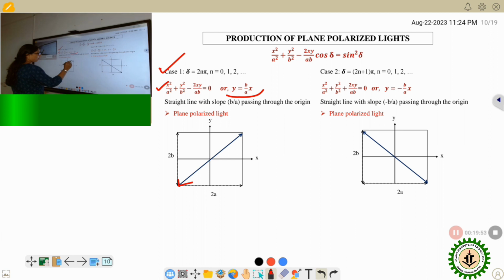So if we get a relation between x and y like this, we can say that the emergent light is also plane polarized. As you can see, the electric field is vibrating only along a line. Okay, so we get plane polarized light if delta equal to 2n pi.